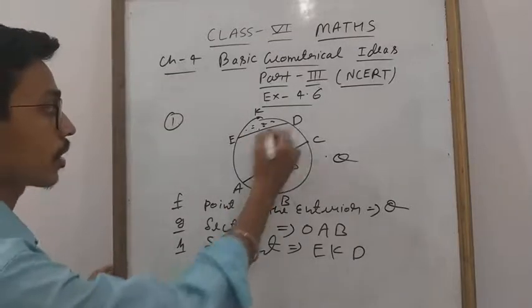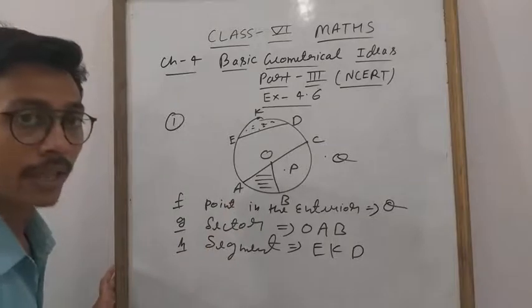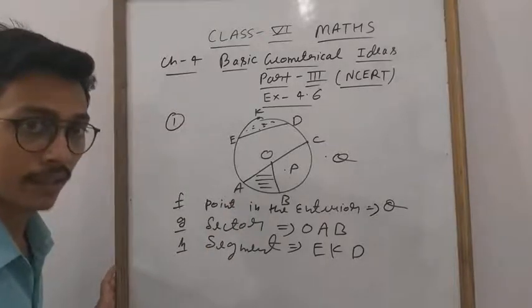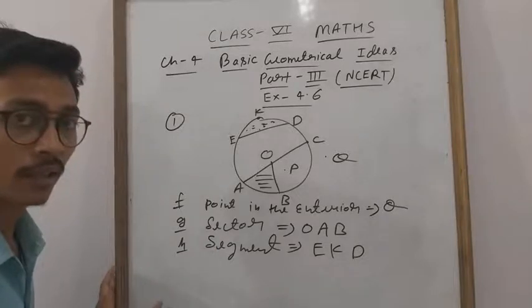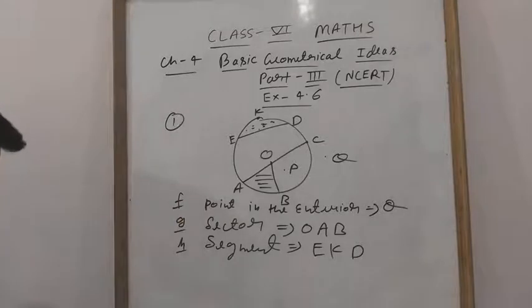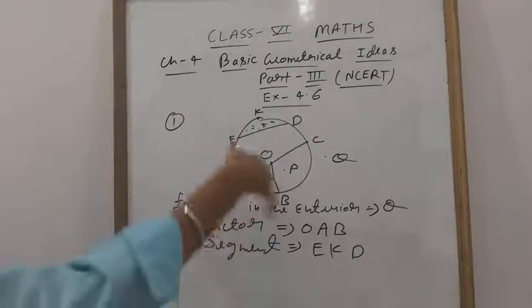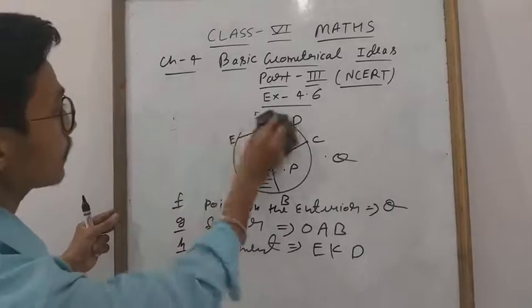See student, this is a chord. Can you say ED is a diameter? No. A diameter should pass through the center. This does not pass through the center, so this is not our diameter. Clear everyone? Now for the next, the third question, you only have to draw it like that. You will draw it. So student, here your NCERT is finished.